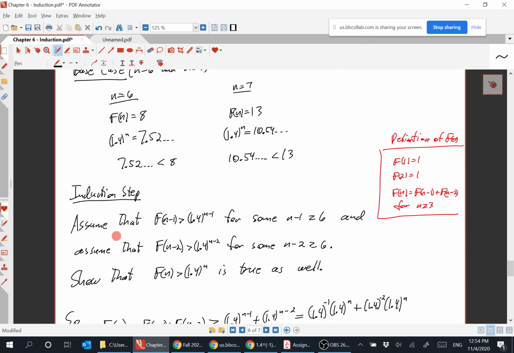Now, assume Fn minus 1 is greater than 1.4 to the n minus 1, and Fn minus 2 is greater than 1.4 to the n minus 2, for some n minus 2 bigger than or equal to 6. Now show that Fn is greater than 1.4 to the n using these two hypotheses.